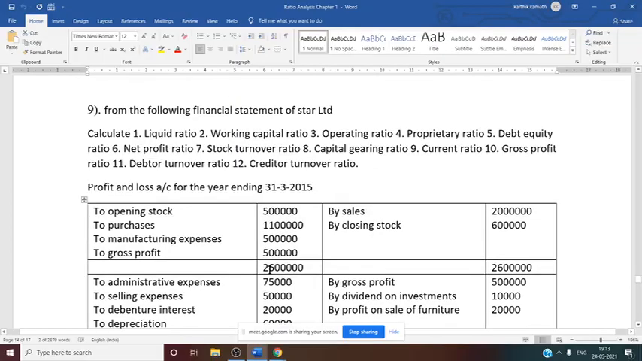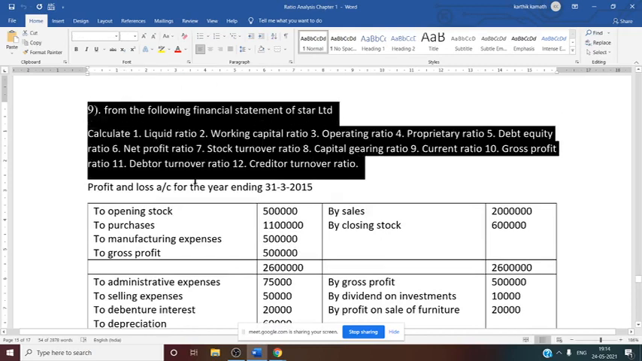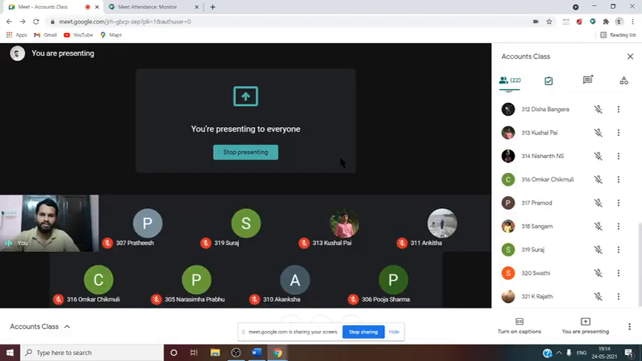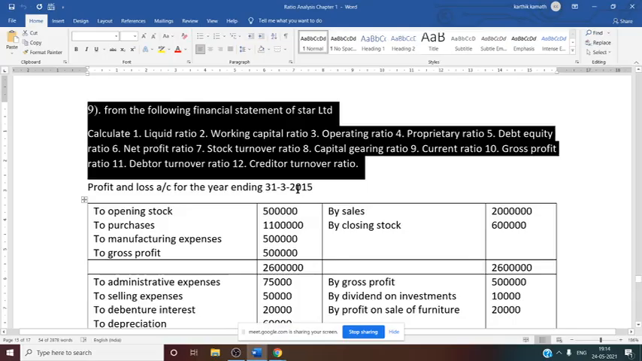See this: from the following financial statement of Star Limited, you are required to calculate all the ratios which are given in your syllabus. Whatever ratios they have mentioned in the syllabus, all those ratios you need to calculate. So liquid ratio, working capital ratio, operating ratio, proprietary ratio, debt equity ratio, net profit ratio, stock turnover ratio, capital gearing ratio, current ratio, gross profit ratio, debtor turnover ratio, creditor turnover ratio.